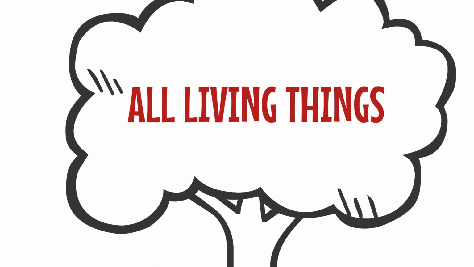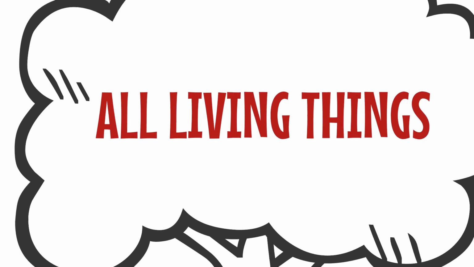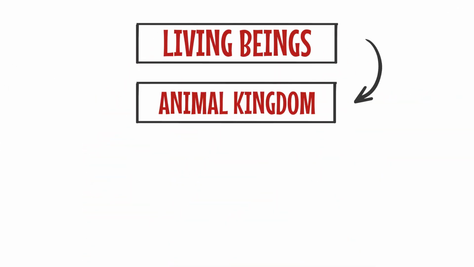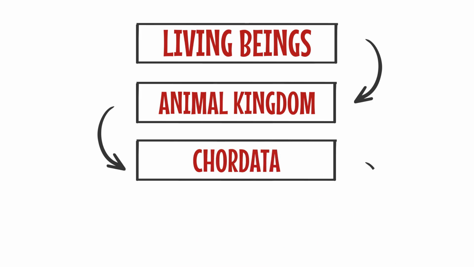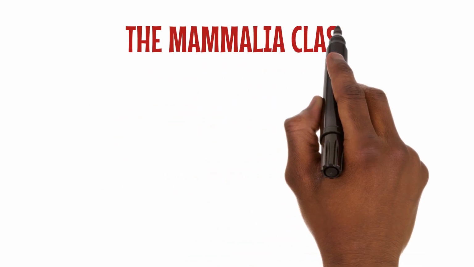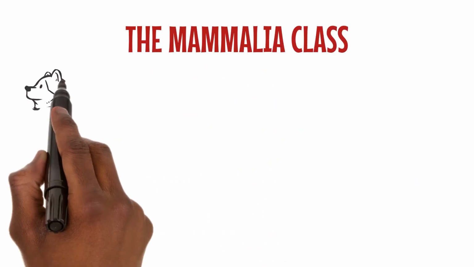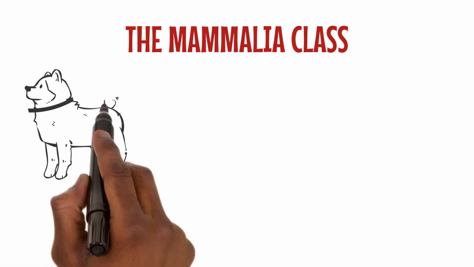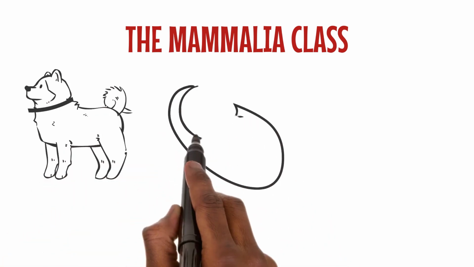It starts with the kingdom, and we humans belong to the animal kingdom. Within the animal kingdom, we have a special group called Chordata, which includes animals with backbones. Now, let's focus on our own class, the Mammalia class. Mammals are animals that suckle their young ones, just like we do with our babies.